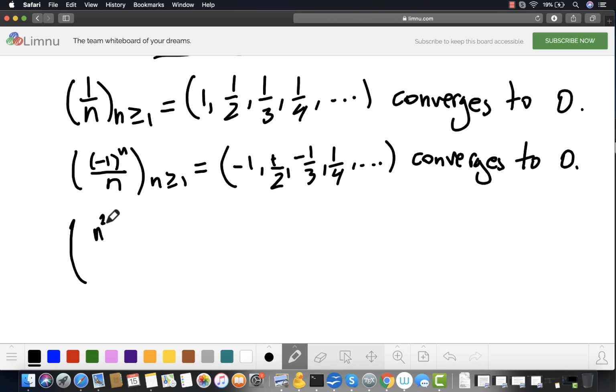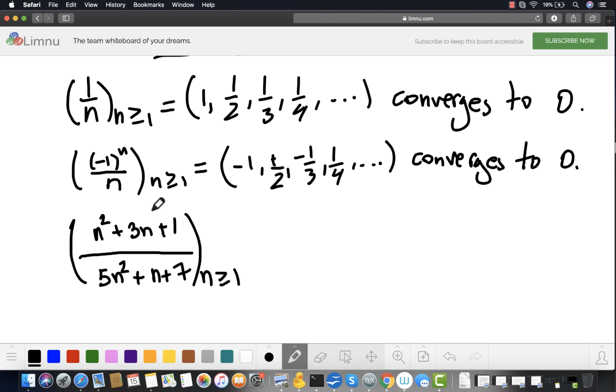So here's a slightly more complicated looking example, but we actually have the tools to figure out the convergence of this sequence. If you're given a sequence whose nth term is given by this expression, the first term would be when you plug in n equals 1 into this expression, and n equals 2 would give you the second term of the sequence. And this way you get a list of numbers, so you get a sequence.